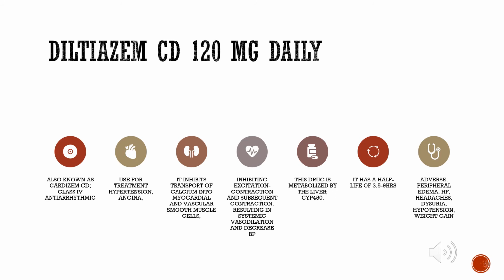Some of the safety measures that we need to pay attention to with this drug, diltiazem, is the effect that it has on the kidney, the liver, and the blood pressure. We want to monitor BUN and creatinine to make sure the kidney is functioning properly. We also want to monitor liver function tests. We want to monitor the patient's heart rate, and we want to make sure that we are monitoring the patient's heart specifically to make sure that there are no damages to the heart.